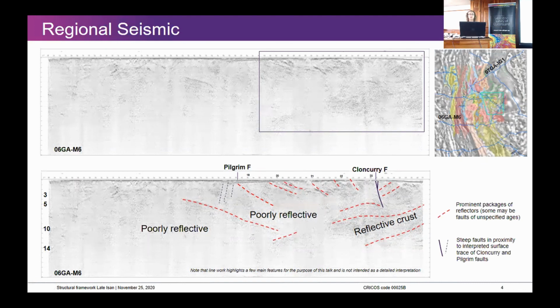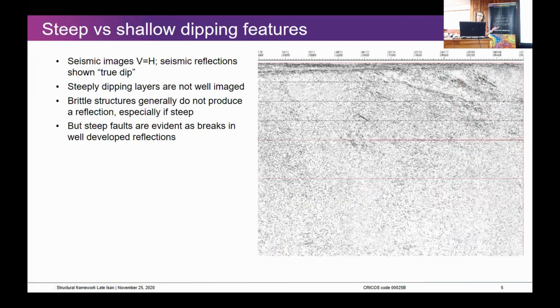And Paul said, with the seismic, he questioned steep versus moderately dipping structures, because we don't image steep structures in the seismic data. That's very difficult. And the fact that we see a lot of structures in the seismic on more moderately dipping structures, whereas in outcrop we see a lot of steep structures. And so that is something we need to be aware of.